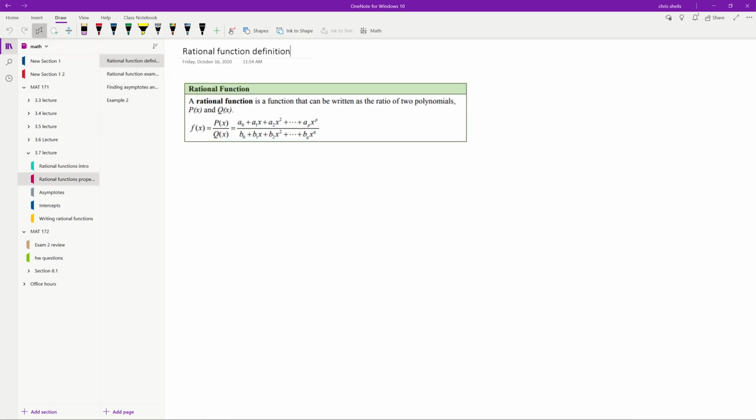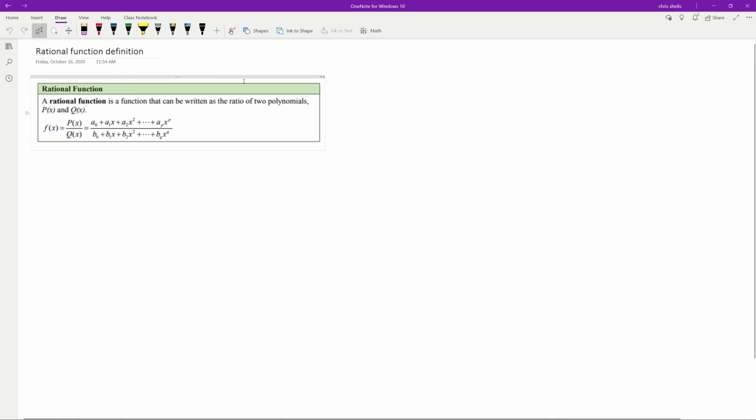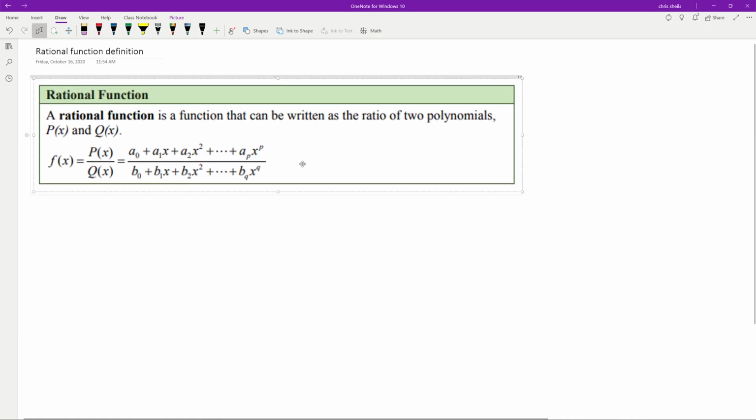Let's move on here. Let's look at this definition of a rational function. A rational function is just a function that can be written as the ratio of two polynomials. This is a very formal math definition. It's just one polynomial divided by another polynomial. That's it. This looks scarier than it actually is.